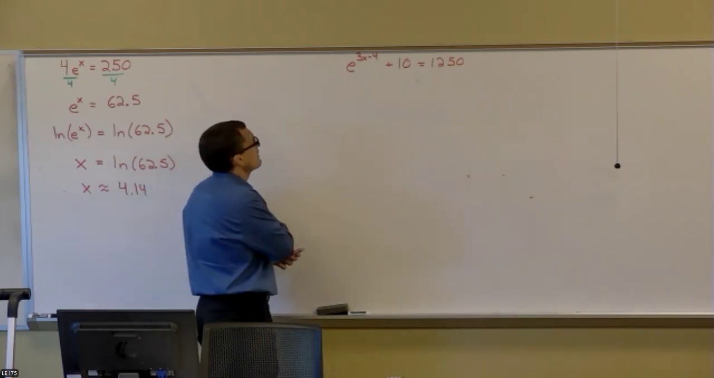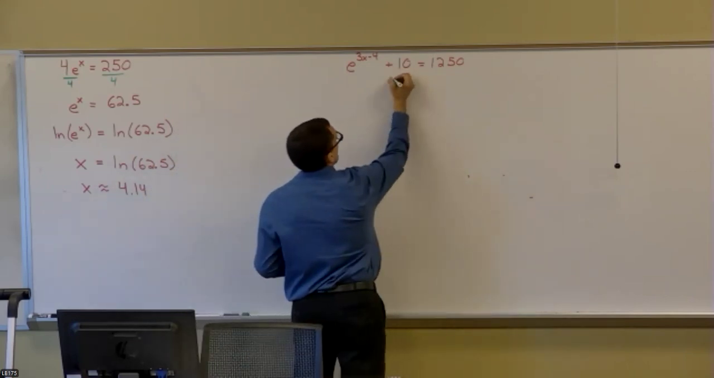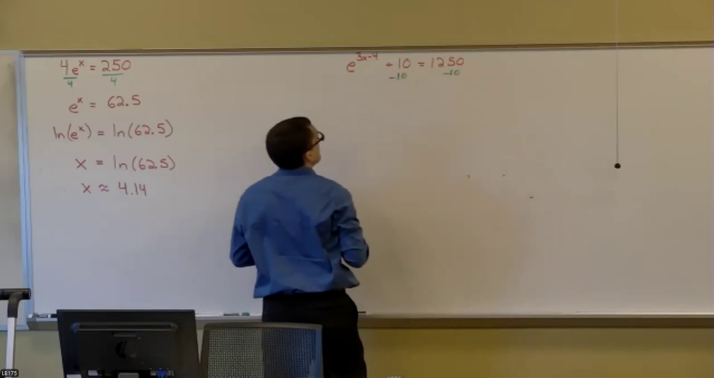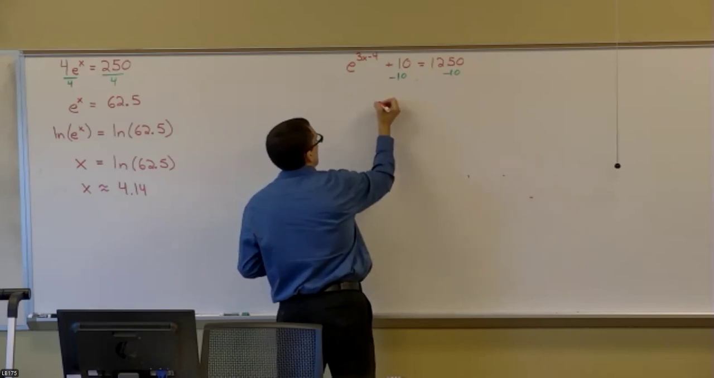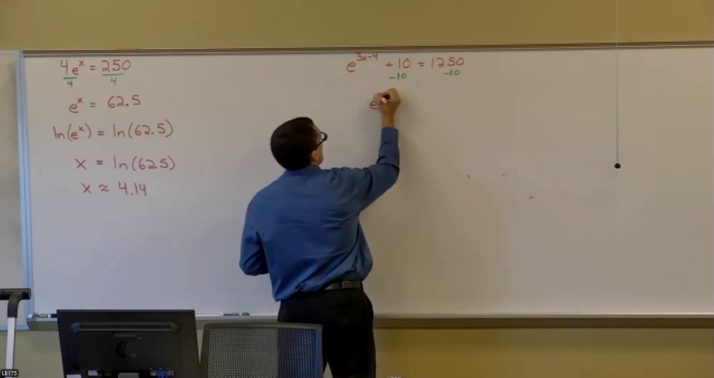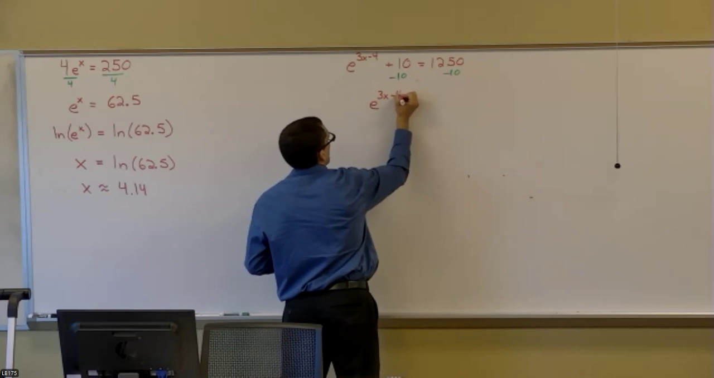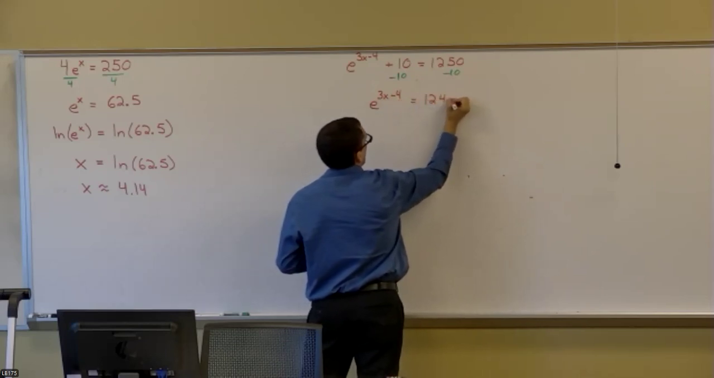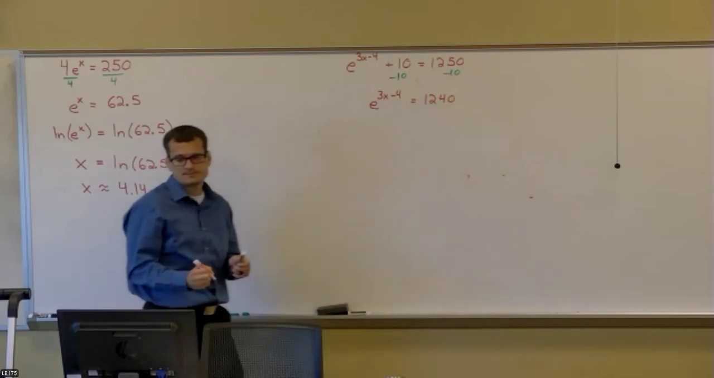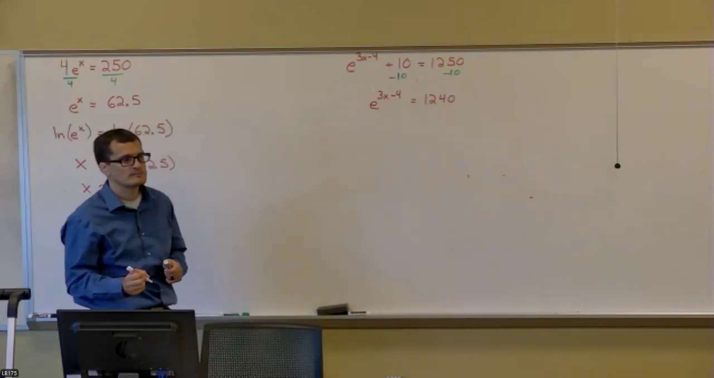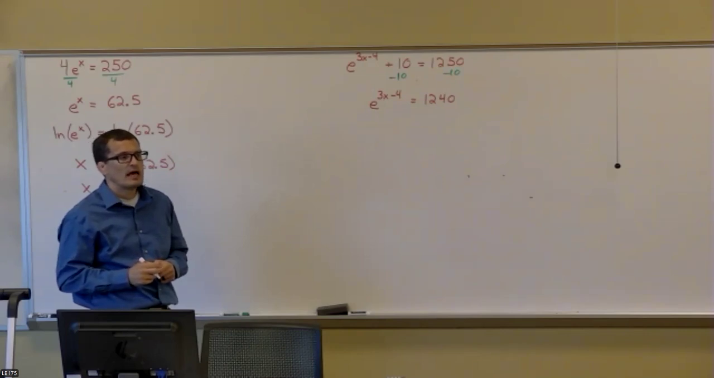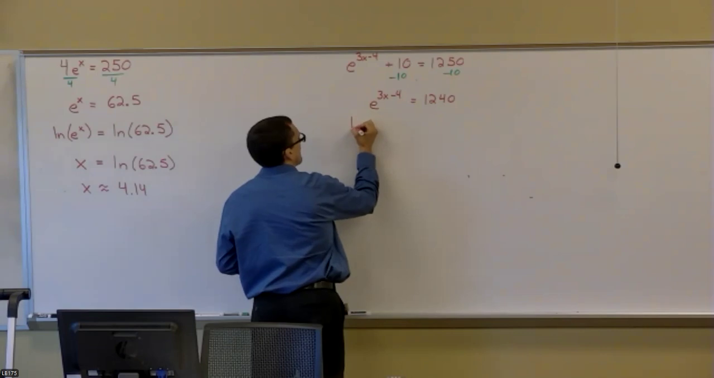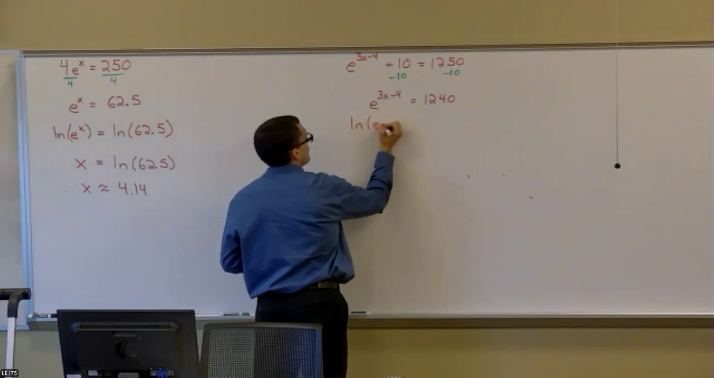All right, let's do this other one. So the first thing we do is subtract 10 from both sides to isolate the e to a power. Now I've isolated e to the 3x minus 4 power and got that equal to 1,240. I have e to a power. Therefore, I can apply natural log to both sides.